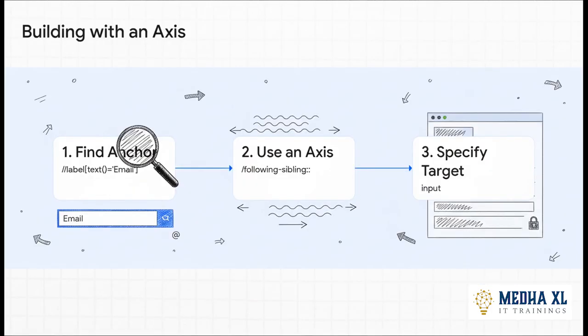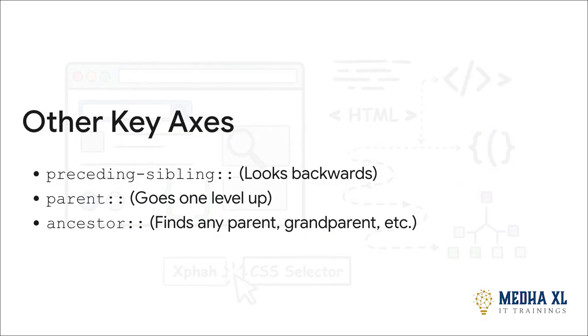The logic here is actually pretty simple. It's just a three-step process. First, you find your starting point, your anchor, the label with the text email. Then you add the magic, the following-sibling axis. That tells the script, okay, from here, look at the elements right next to me at the same level. And finally, you just tell it what you're looking for. In this case, an input tag. And just like that, you've built an incredibly robust locator based purely on relationships. And following-sibling is just scratching the surface. You can also look backwards with preceding-sibling. You can jump one level up to the parent. You can even use ancestor to find, say, the main div that contains your element, no matter how far up it is. This is some serious power for navigating really complex websites.